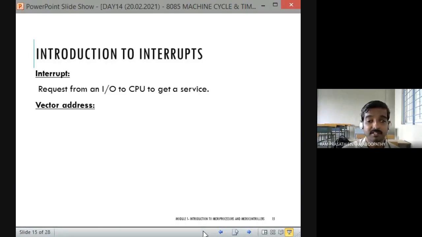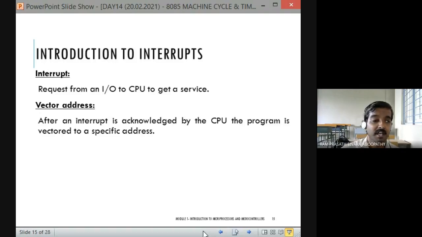So, vector address. This is very, very important. When an interrupt occurs, a program must run. That program address must be predefined. The program address is predefined. That we call it as vector address. The program execution has to transfer to which address when an interrupt is recognized? After an interrupt is acknowledged by the CPU, the program is vectored to a specific address. That we call it as vector address.